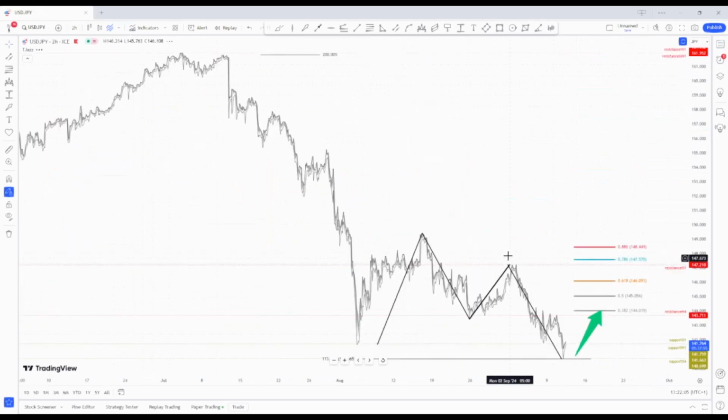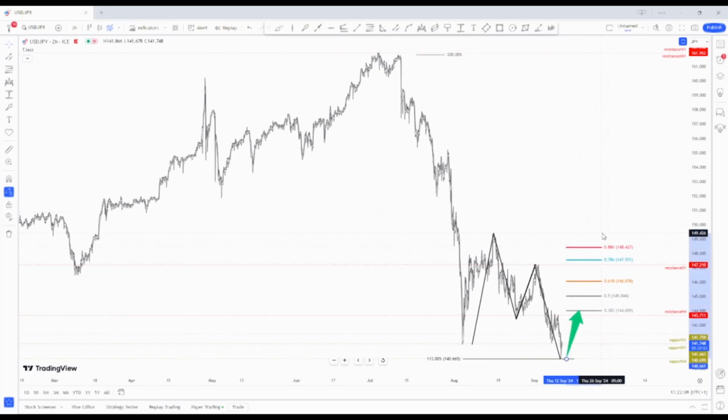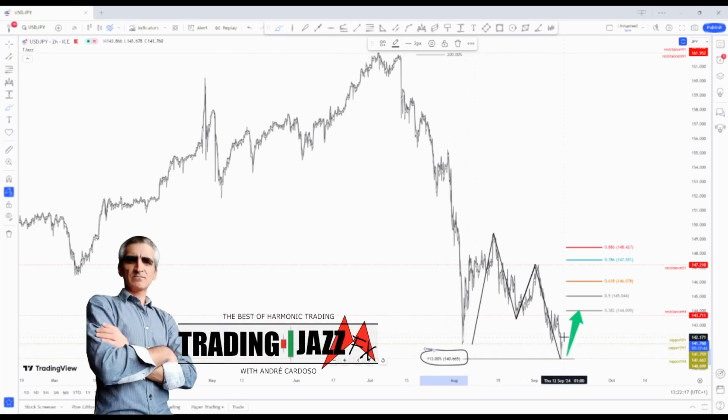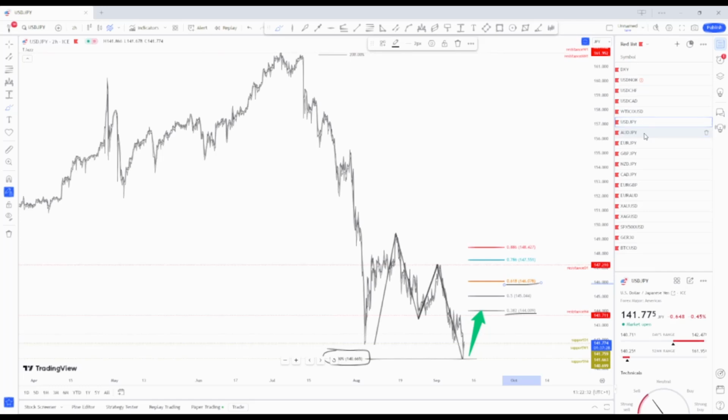We have also the dollar versus the Japanese yen. If you go into a lower time frame, you can see a perfect formation of a bullish alt-bat pattern at the 113% Fibonacci extension level. So we are facing the completion point of a bullish alt-bat pattern, and we do expect a move towards the 38% Fibonacci retracement first target level, and then we have a second target placed at the golden Fibonacci retracement level.